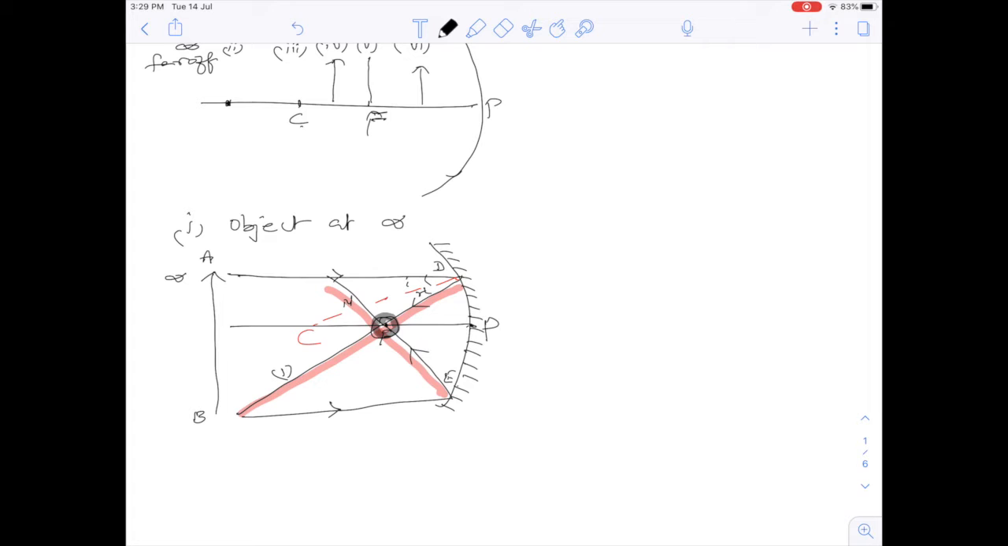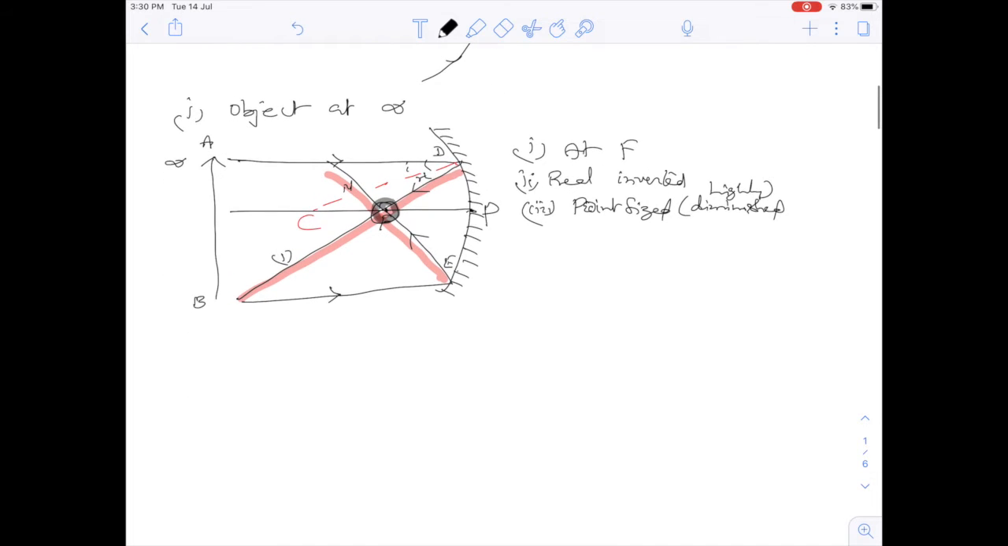Therefore, it is a real image, inverted, point sized, that means highly diminished. And where is the image formed? At F. So the image is formed at F and it is real and inverted and it is point sized. So these are the characteristics which decide the nature of the image formed.